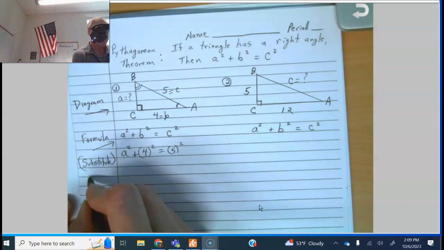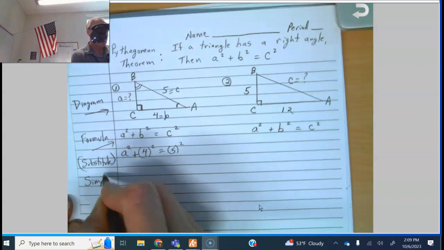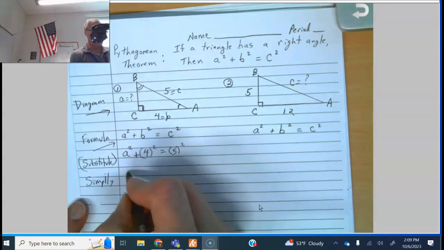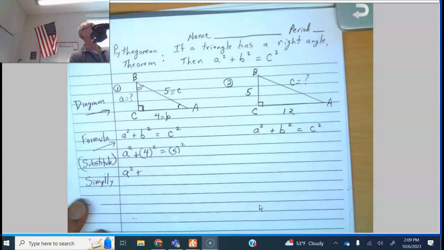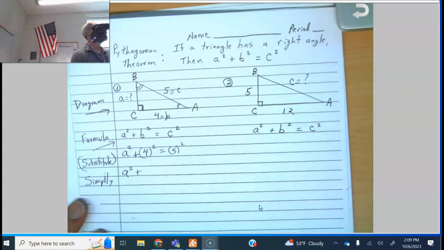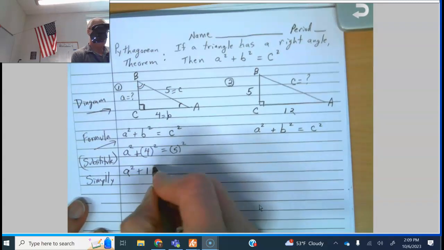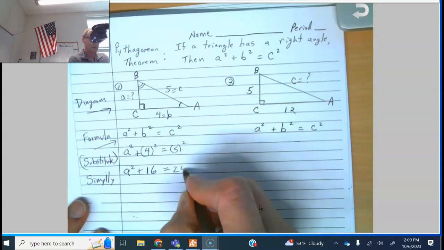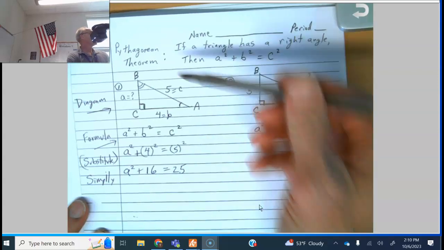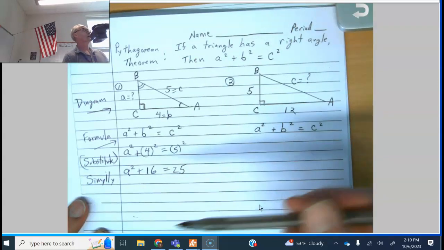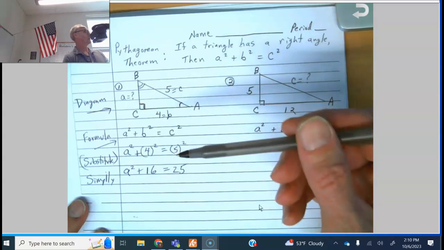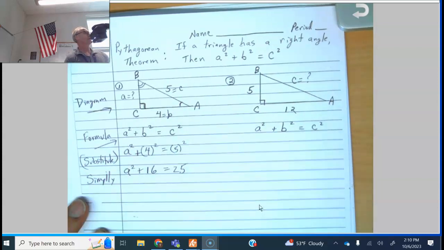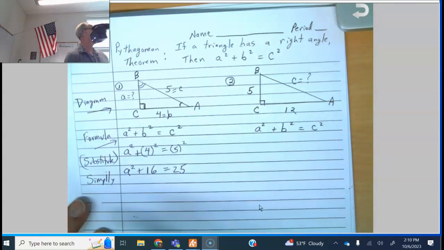Then we simplify. When we simplify, you want to follow order of operations. So a squared can't be simplified, but 4 squared can. What's 4 squared? 16. 4 times 4 is 16. And 5 squared? 25, yeah. Notice that I'm following these steps. Later in the year, when we get to really, really difficult problems in geometry, and they seem impossible, you're going to be able to follow those steps, and I promise they're going to work every time.